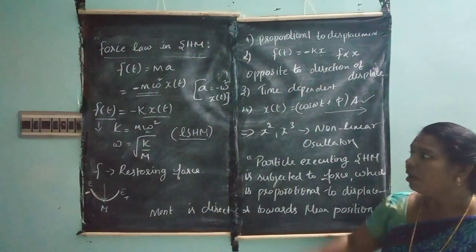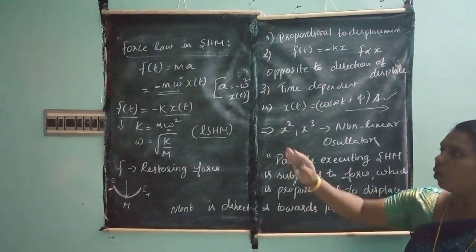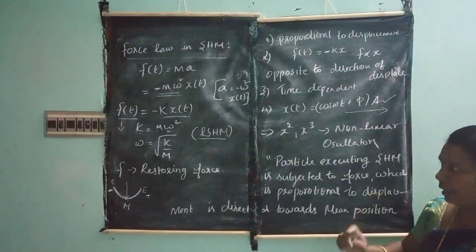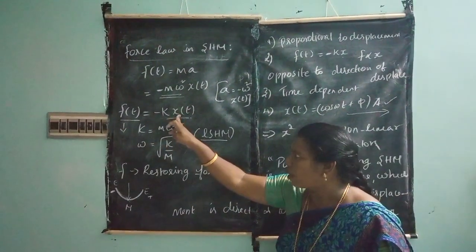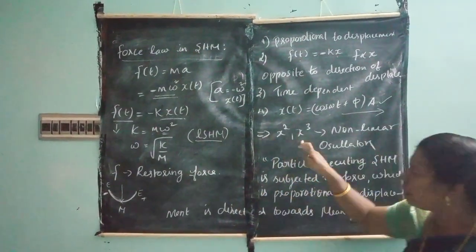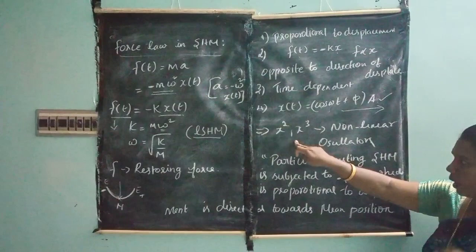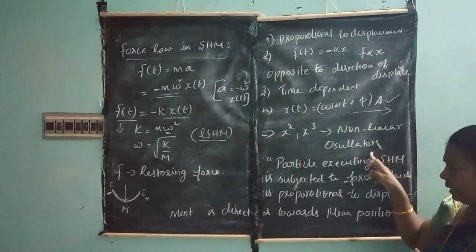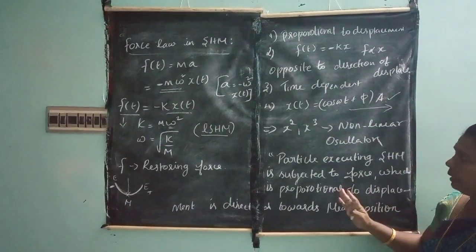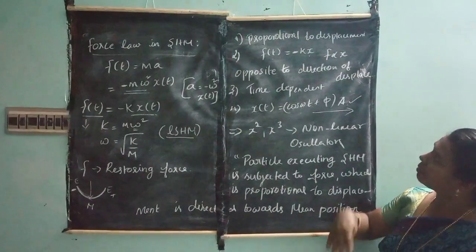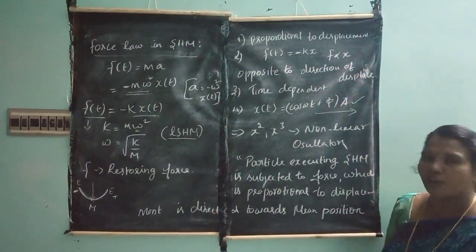Can you understand, ma'am? First, what is simple harmonic motion? What is restoring force? What are the characteristics of restoring force? If the restoring force is of the order of power 1, it is a linear simple harmonic motion. If it is of the order of x squared or x cubed, it is called a non-linear oscillator. So a particle executing simple harmonic motion means the force is directly proportional to the displacement in the opposite direction.